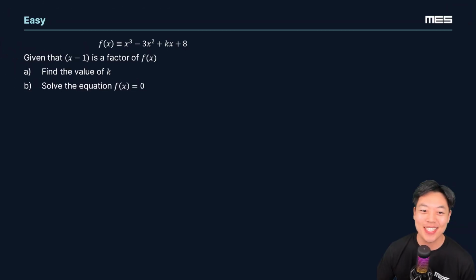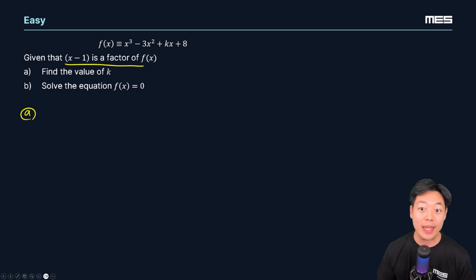Now let's take a look at some easy, medium, and hard level problems in Algebra 2. Let's start off with some easy level problems in Algebra 2. We have this polynomial, and given that x minus 1 is a factor of f of x, that's incredible information we're given here. Find the value of k.